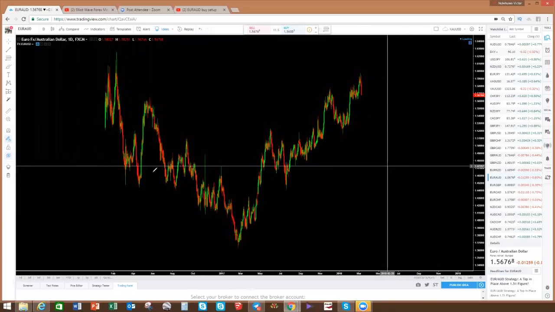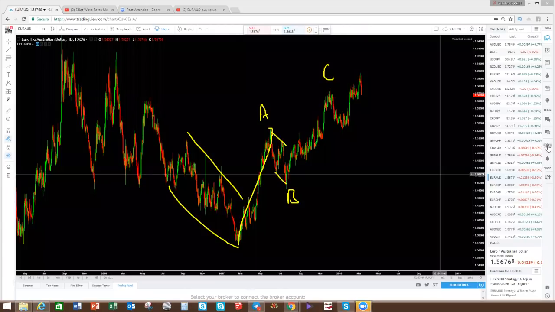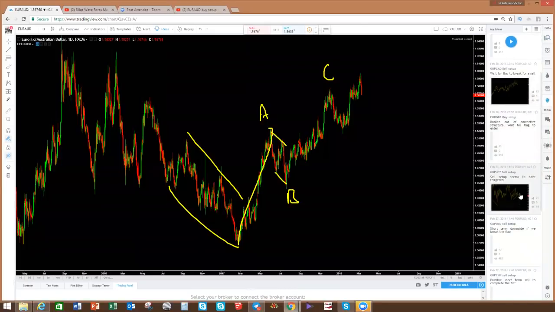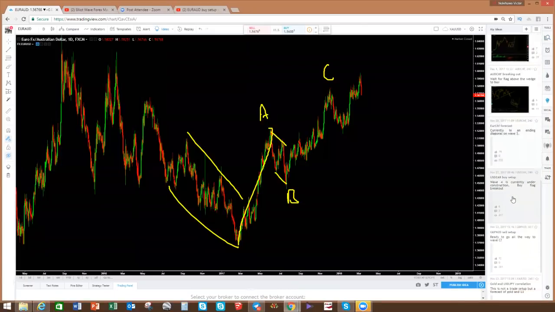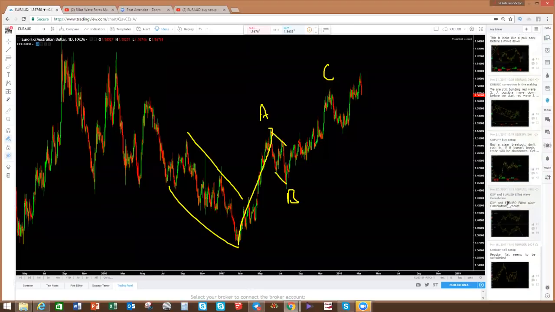Okay, so EURAUD, you can see that you've got a very clear ending diagonal there, and we traded this piece ABC there. All of this move we traded, and when it corrected here, we also got this piece here. I think I've shown this chart so many times, so just see here. Let's see that these lines are not just random.